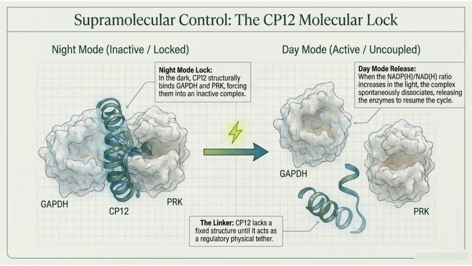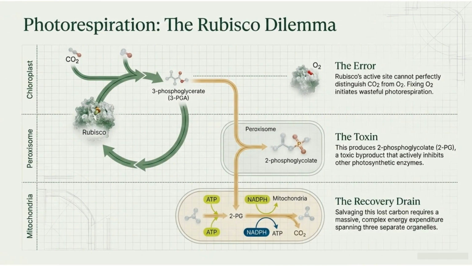This system is reinforced by a supramolecular control mechanism called the CP12 molecular lock. In the dark, the unstructured CP12 linker acts as a physical tether, structurally binding GAPDH and PRK into an inactive complex. When the light returns and the NADPH ratio rises, the complex spontaneously dissociates, releasing the enzymes to resume the cycle. The engine has a massive flaw: the Rubisco dilemma.